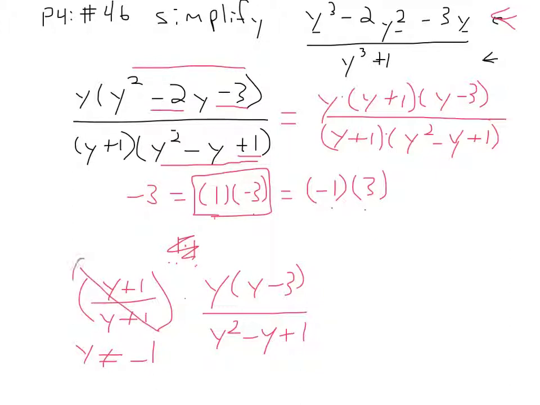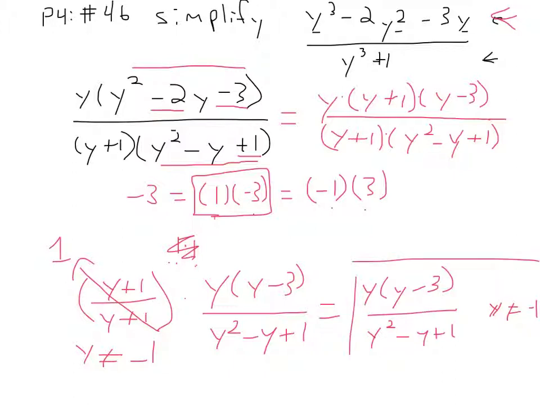This cancels out to 1, leaving us with this fraction of y times y minus 3 over y squared minus y plus 1, as long as y is not equal to negative 1. Because we still have that 0 problem that we had when we constructed it. The hole was in it when we constructed it, so it remains there after the construction. So this is our simplified solution.